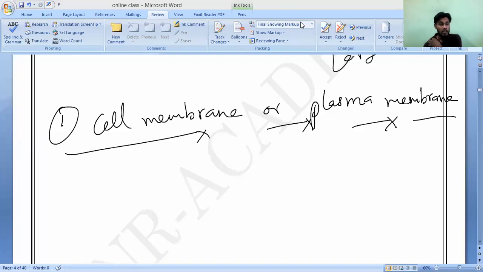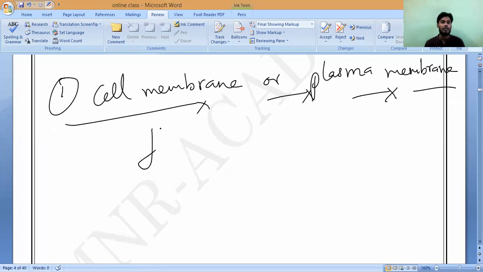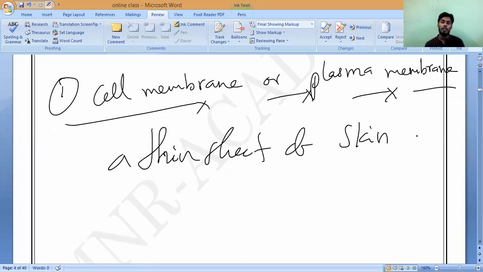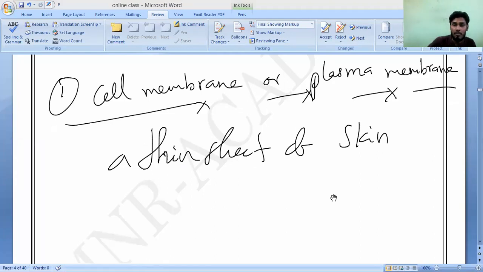Everything we'll study. If we take the cell, plant cell or animal cell, doesn't matter, a thin sheet of skin-like body is present surrounding the cell. That is what we should call the cell membrane. Every cell is covered by this thin sheet. That is what we call the cell membrane.